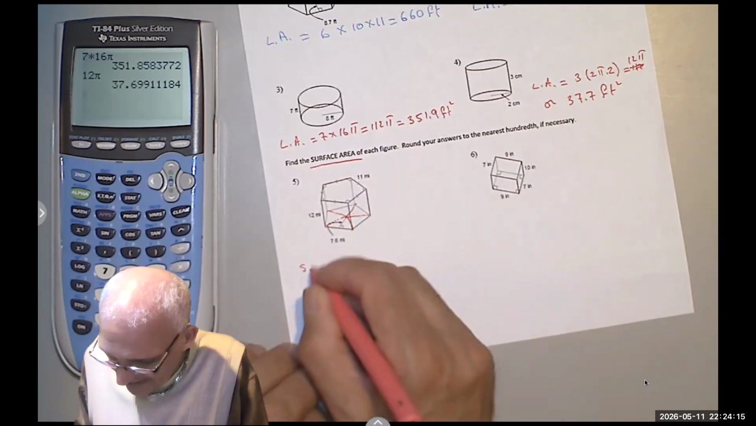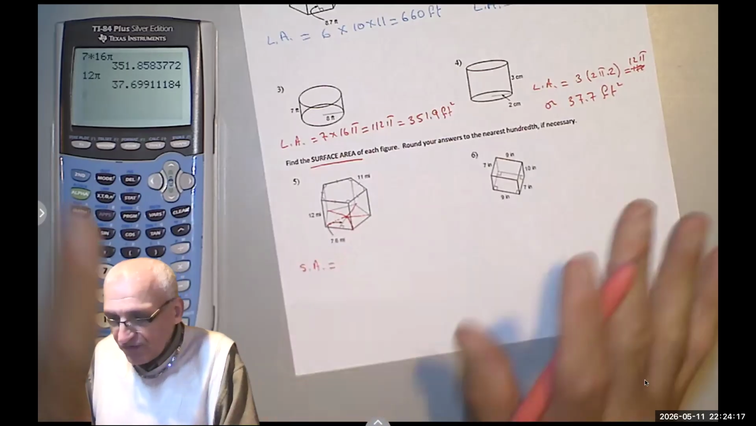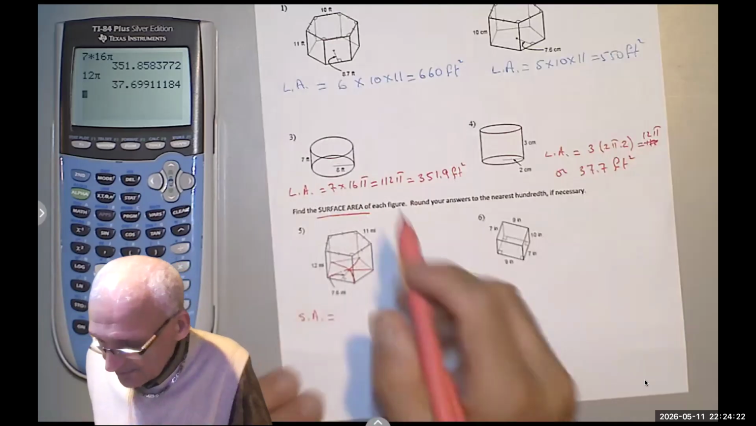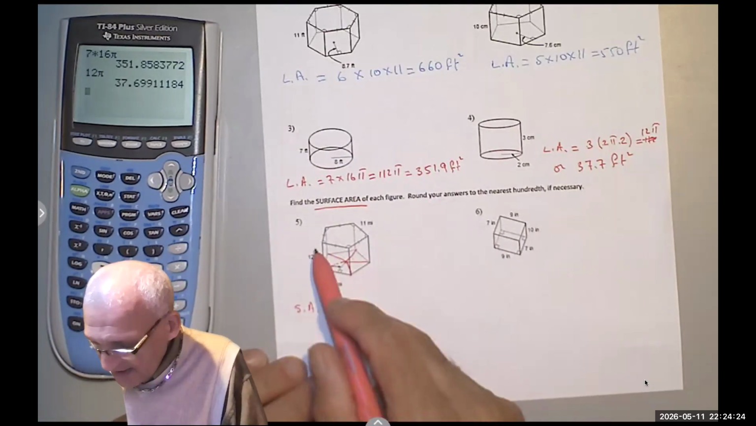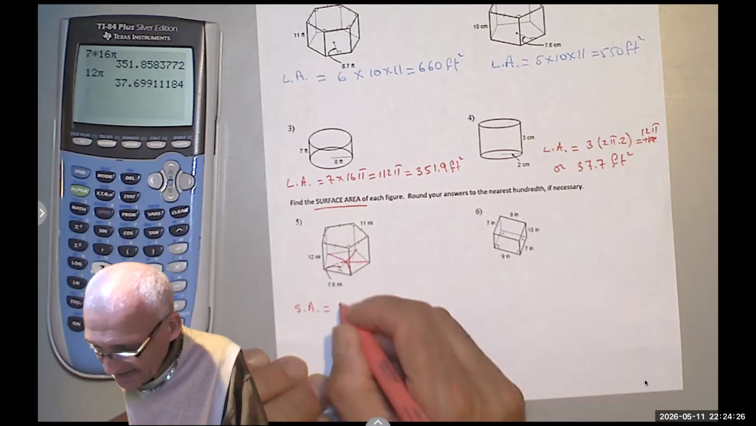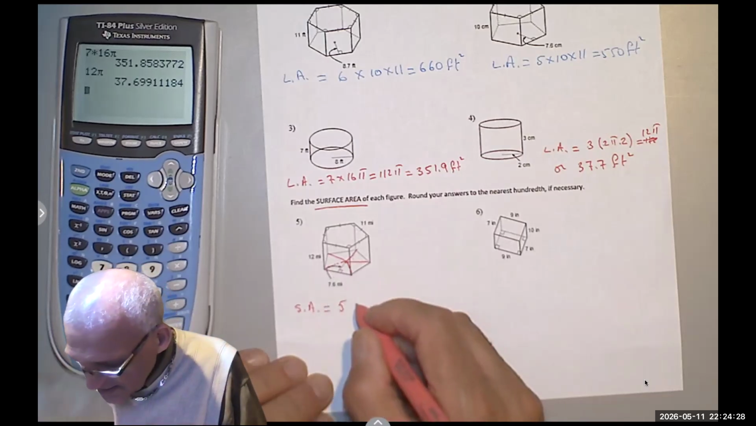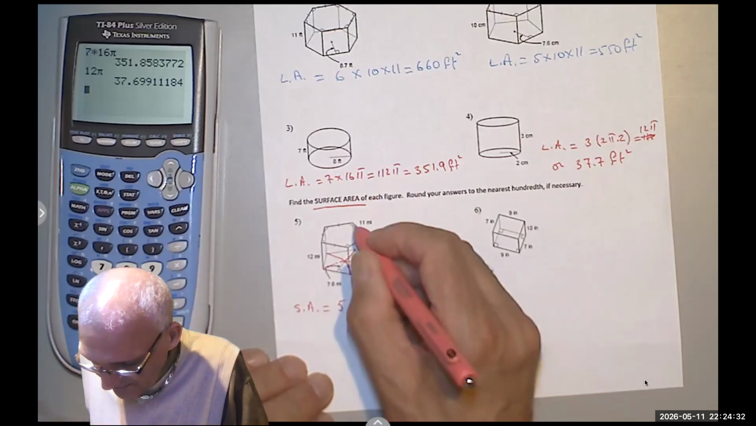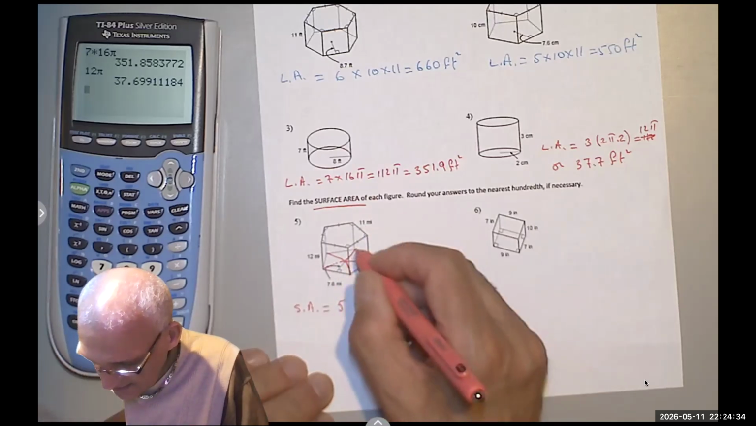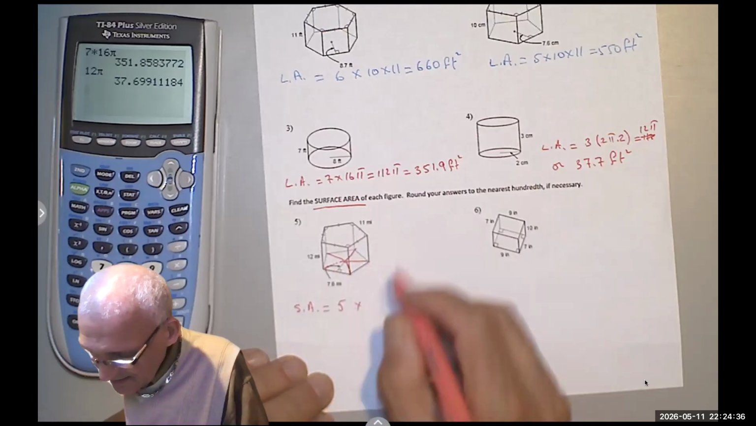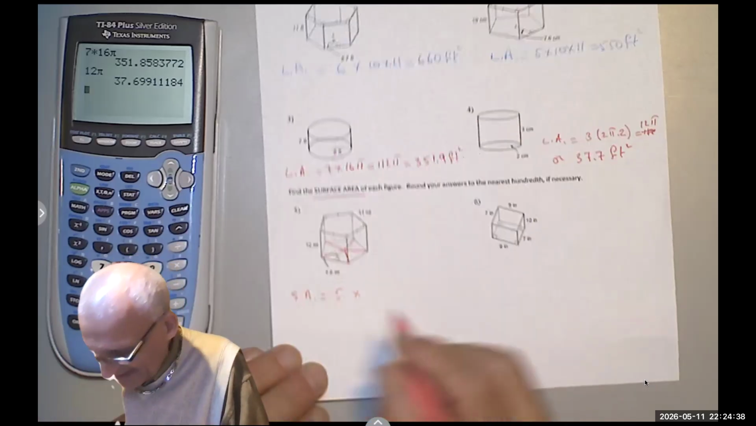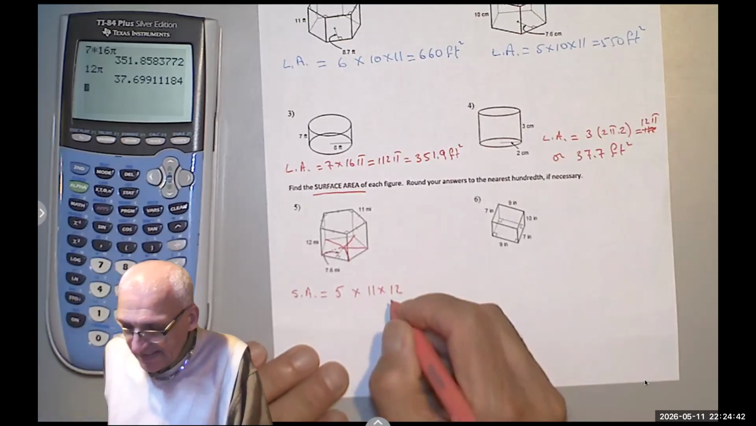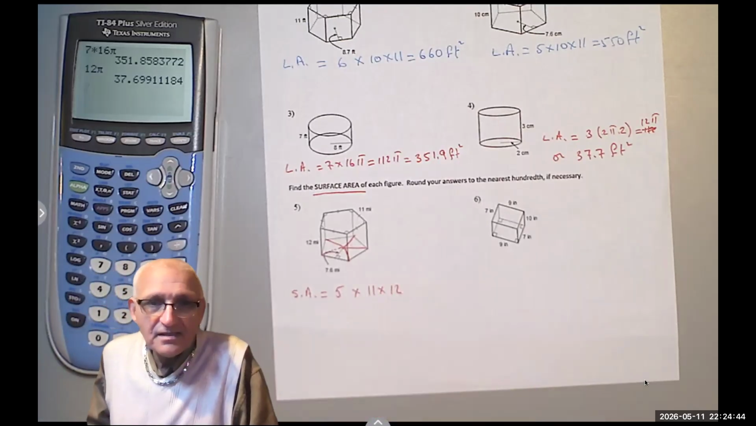So the surface area equals, first of all, I'm going to calculate the lateral area and then add the top and the bottom. The lateral area, like we see, here we have 5 faces, and each face is 11 times 12. 11 is the base of the rectangle, and 12 is the height, in miles. So times 11 times 12. That gives me the lateral area.